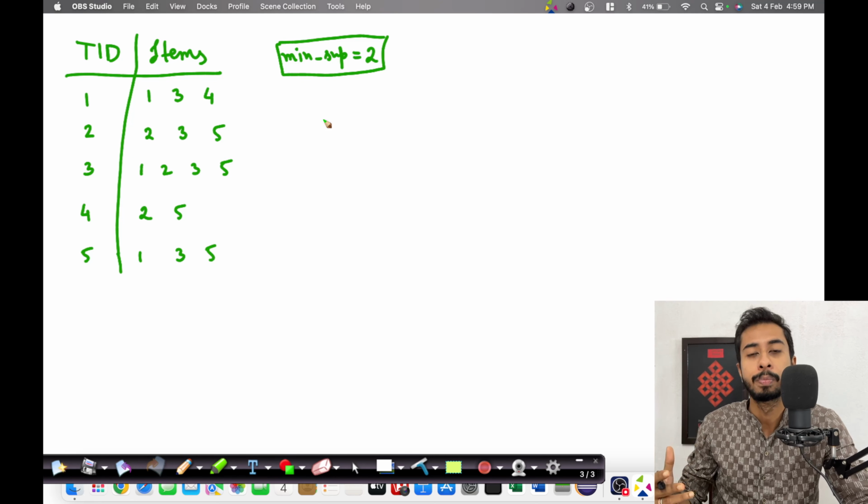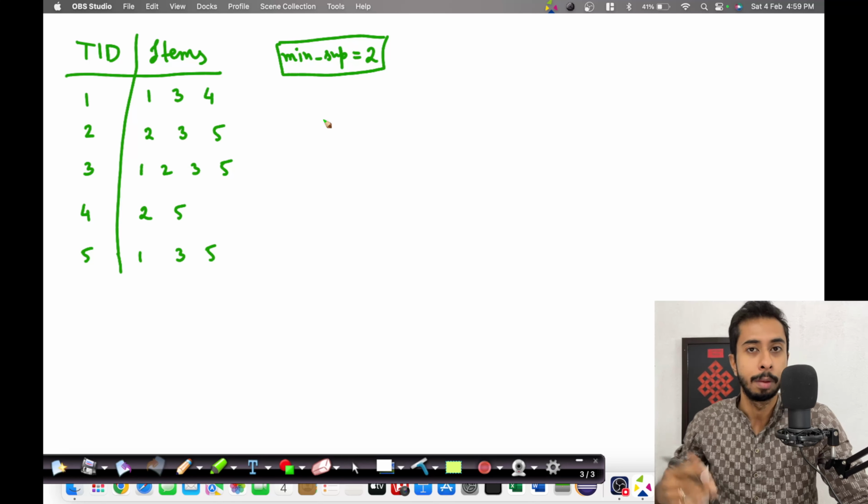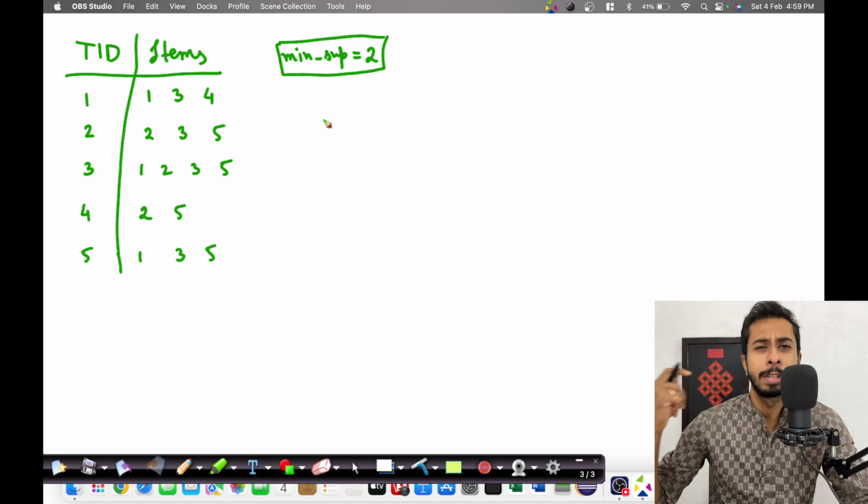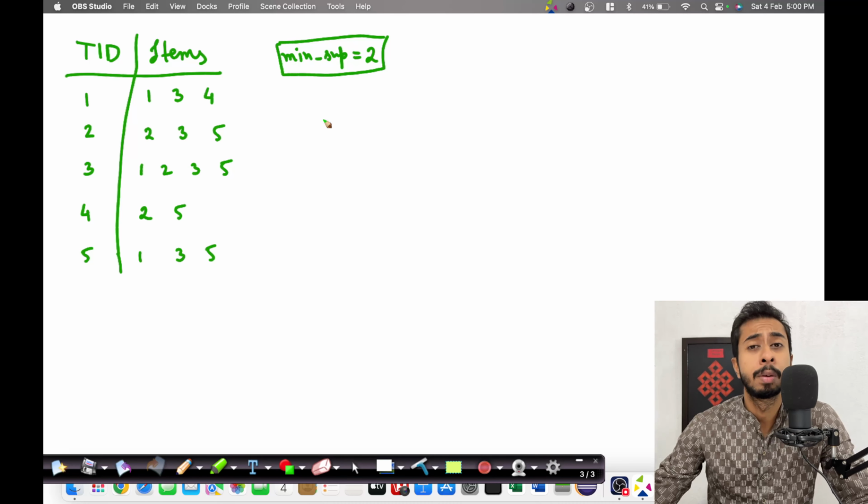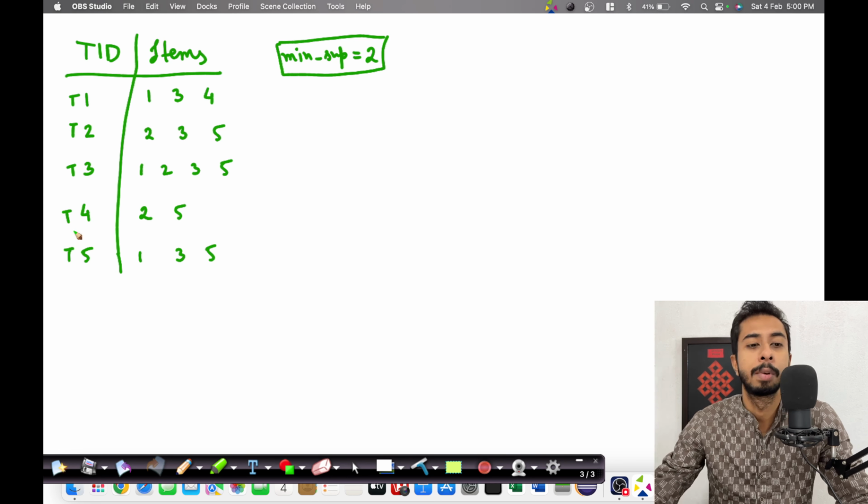Given a question, how are we going to apply the Apriori algorithm on it and find the frequent set of items? So let's not waste time, let's proceed. In this example, I have taken some 5 transactions, and you can see the items. Let's make them T1, T2, T3, T4, T5, so that you don't get confused with the item numbers.